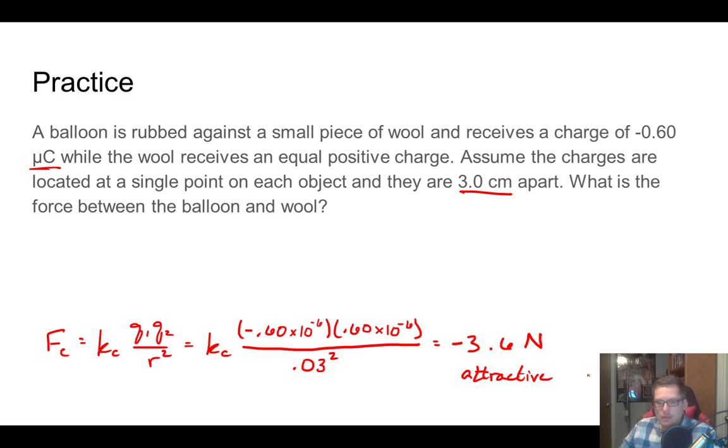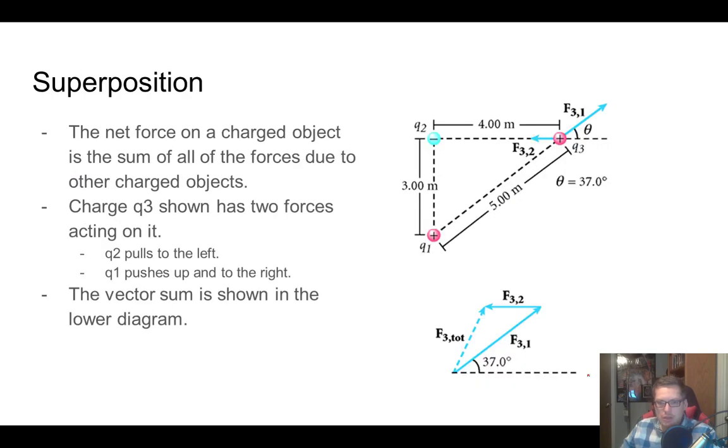Now, this is where the rubber meets the road, this next little bit here, and this is the idea of superposition. So far what we've done is calculate the electric force between 2 point charges that are just right next to each other. What we want to be able to do is have a system that has more than one point charge, and figure out what their effect would be on another charge that we add. The net force on an object is always equal to the sum of all the forces from the other objects.